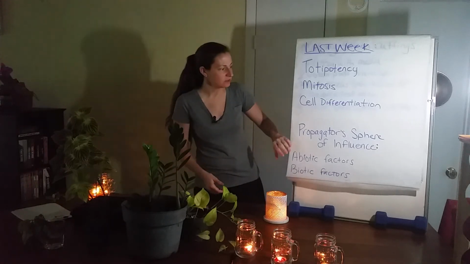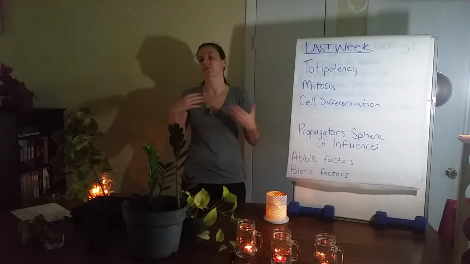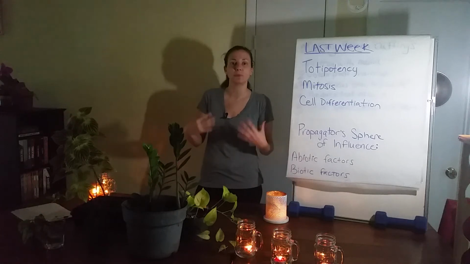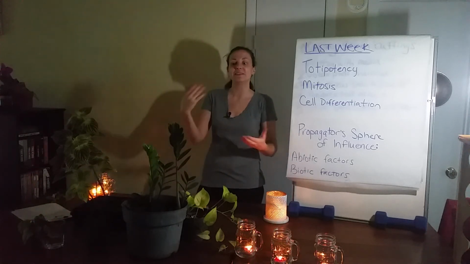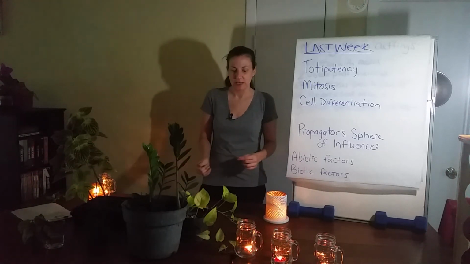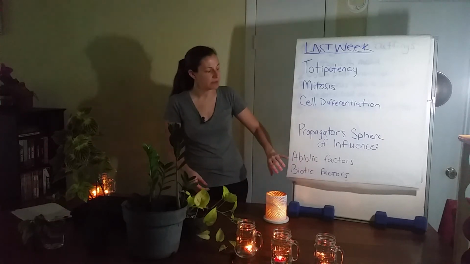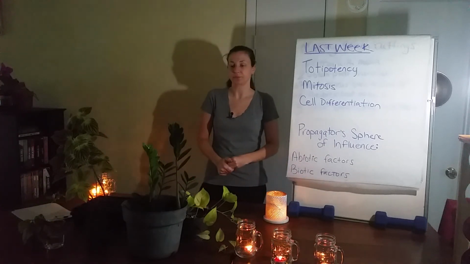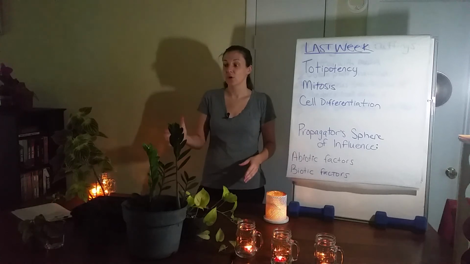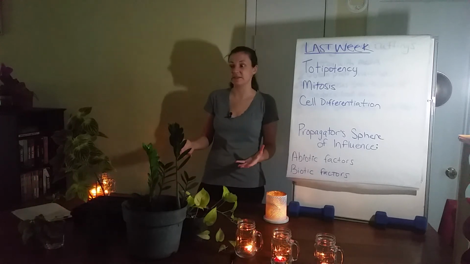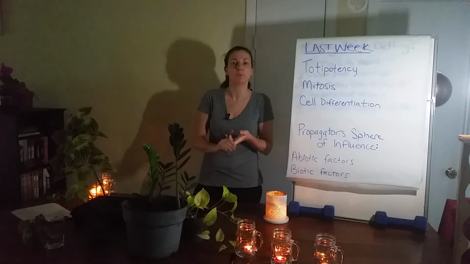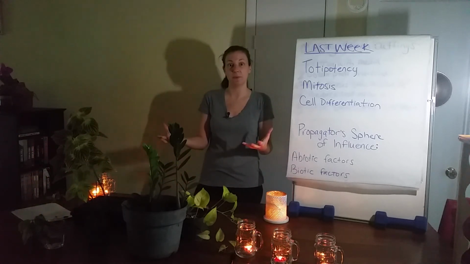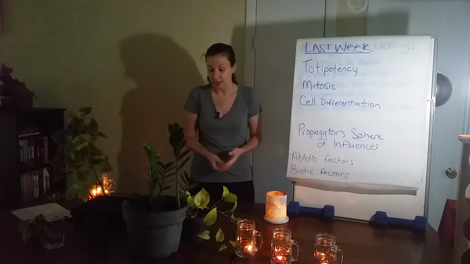Some other topics that we talked about were the propagator's sphere of influence. And so this is basically all the things that a plant propagator can do or needs to be aware of while making new plants. Can anyone tell me about some of the abiotic factors? Right, so that's going to be climate, really. It's relative humidity, it's temperature, it's light, things like that. And those are all things we can manipulate through the greenhouse. And we're going to learn that today.